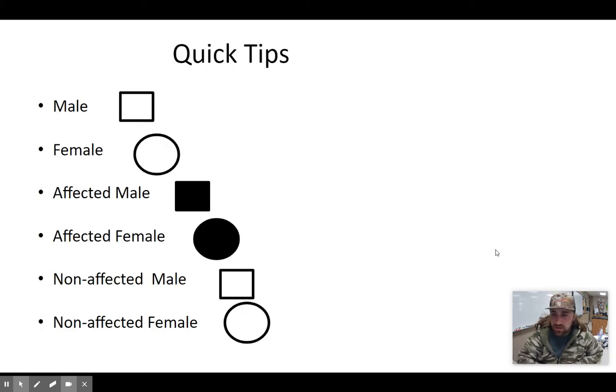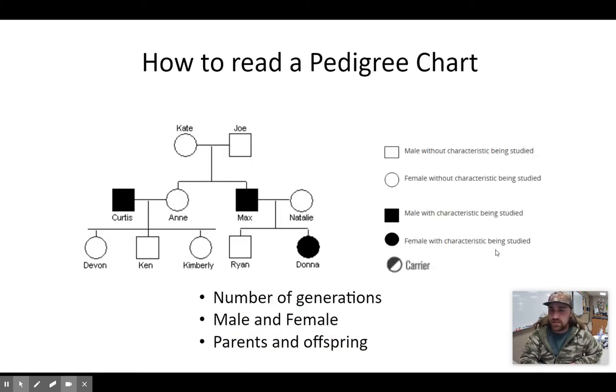A couple quick tips that you guys need to know right away. Squares are male. Circles are female. Your filled-in squares are affected males. Your filled-in circles are affected females. And then things that are not filled in mean they are not affected, okay? Meaning that they do not have the trait, or if it's filled in, they do have the trait, okay? So let's dive right in.